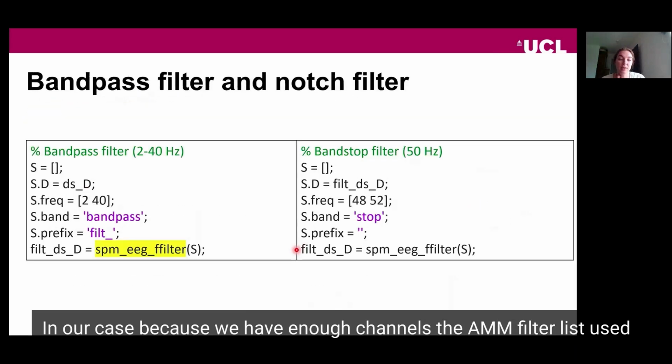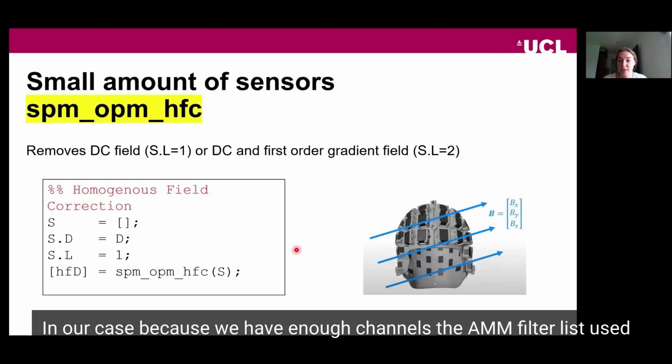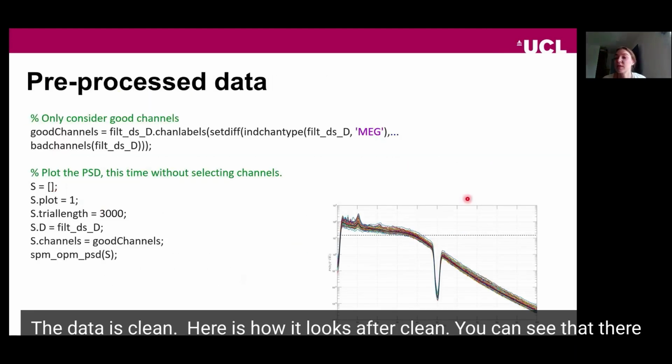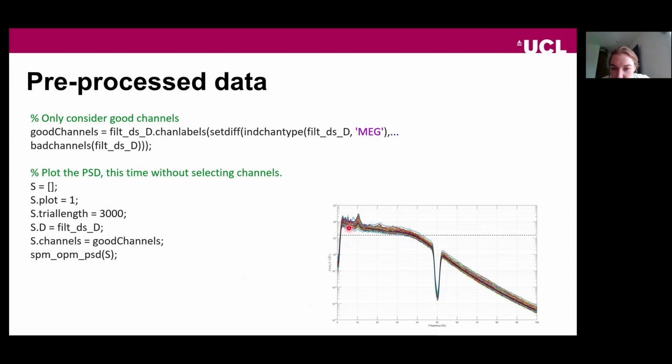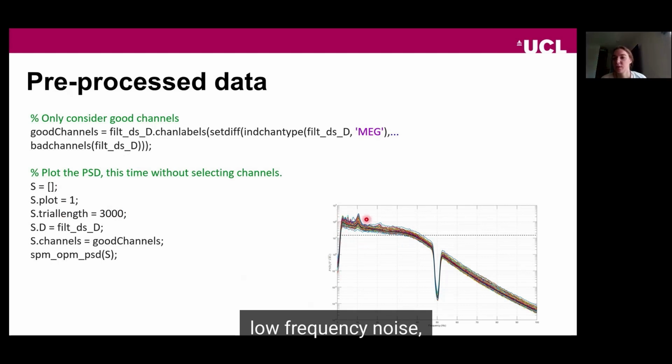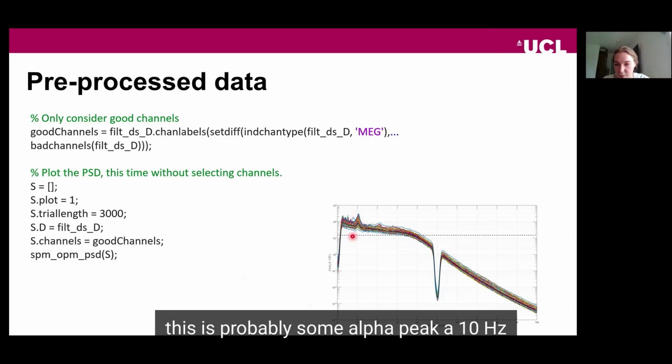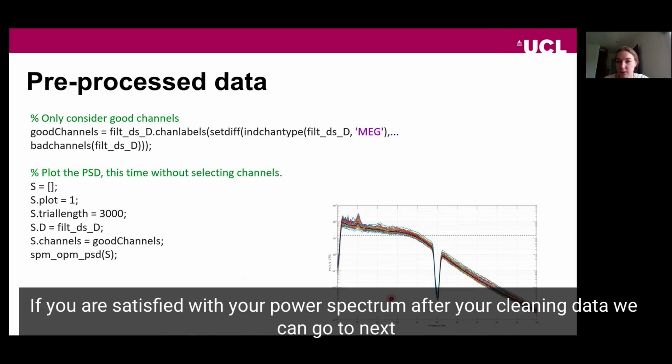After we applied the filter like this, since in our case we have enough channels, our data is clean. Here is how it looks after cleaning. You can see that there are not too many outliers. We got rid of the low frequency noise. There is a nice peak at 10 Hertz, probably some alpha. If you're satisfied with your power spectrum after cleaning your data, we can go to the next step.